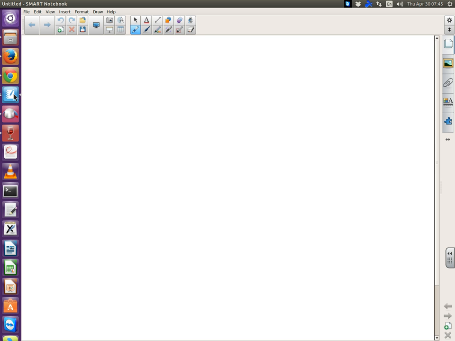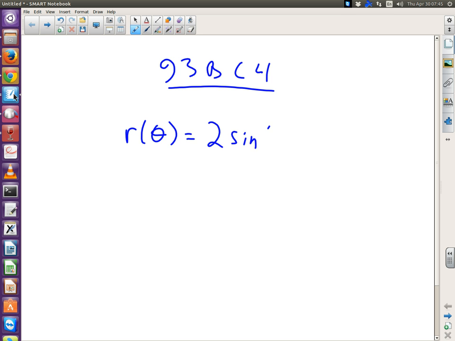All right, so kindly consider the following. 93 BC 4 says, find the area enclosed by the polar graph r of theta is 2 sine 3 theta. Okay? That's the question. There were 2 questions. One was finding the area enclosed, and one was finding the slope at a point. So let's find the area enclosed.